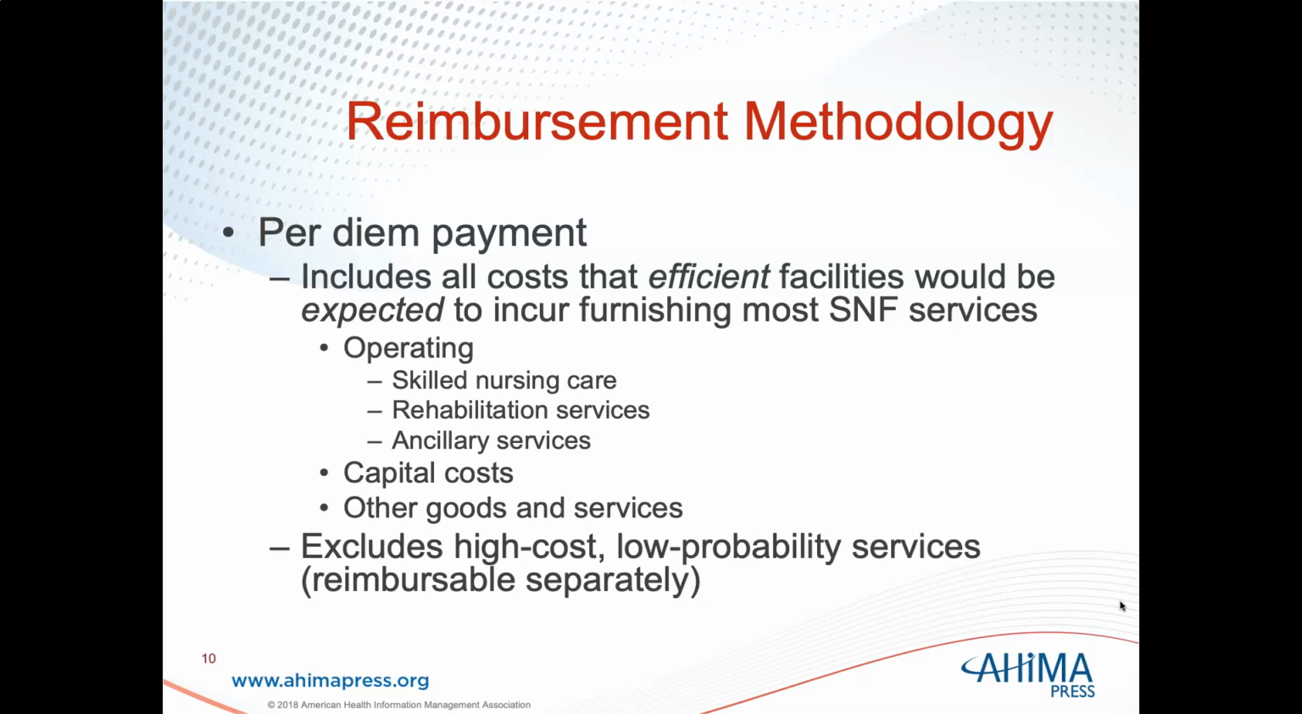This includes all costs that facilities would be expected to incur when they provide SNF services. So it includes skilled nursing care, rehab services, ancillary services. Those are all operating costs. Then you have capital costs. Think of capital as being the building, the facility, the bed, the room, the heating, the cooling, all the electricity. Those are all capital costs. Well, they may also blend into operating, but they have to do with the overall provision of the site itself. And then there's other goods and services. So that's all the operating costs, capital costs, and other goods and services that are part of that per diem payment. Now, they do exclude high cost, low probability services. Those are reimbursable separately. So again, you're just looking at the normal costs that most SNF facilities would provide when it falls under operating, capital, and other goods and services.